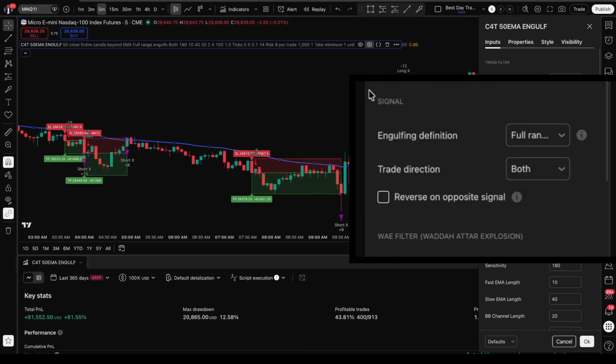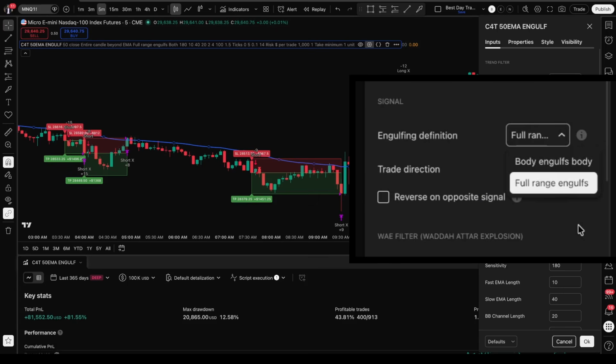So here's the actual signal section, and this is where the engulfing is defined and how I want it to run. I have two specific options here. One, the body engulfs the other body, so it's just body to body, no wicks included. Then the second one is the full range engulf. This means the entire body, including the wicks, is engulfed to give the signal itself.